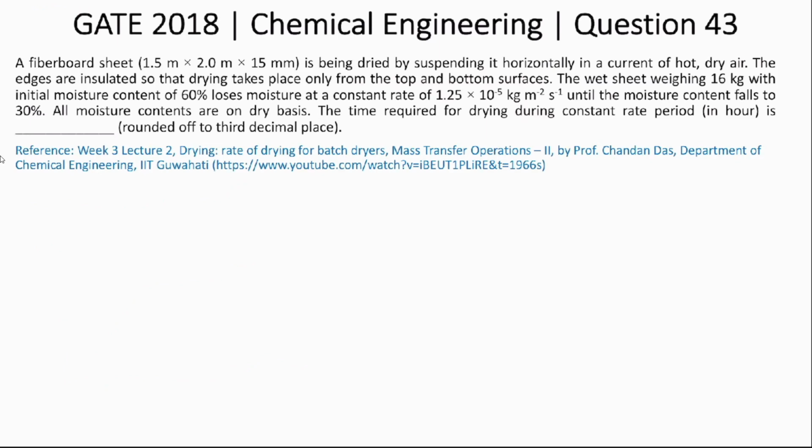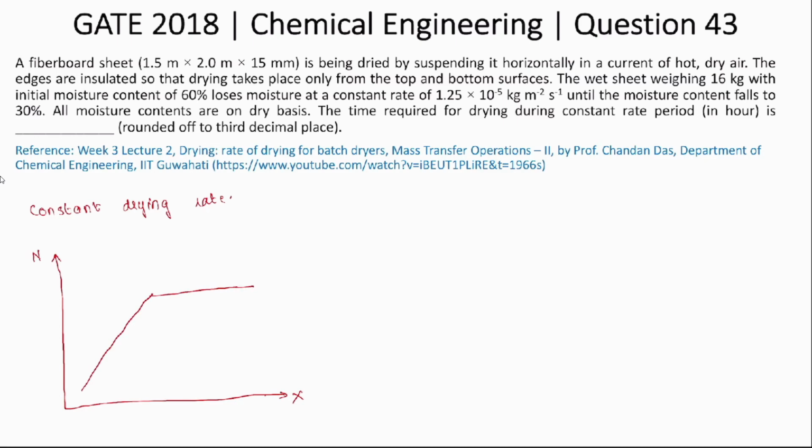So in these kinds of drying questions, it is always better to represent it pictorially using a drying curve. They have given that it is a constant drying rate. So in the drying curve, we have the x-axis as moisture and y-axis as the rate, and this flat line represents the constant drying rate.